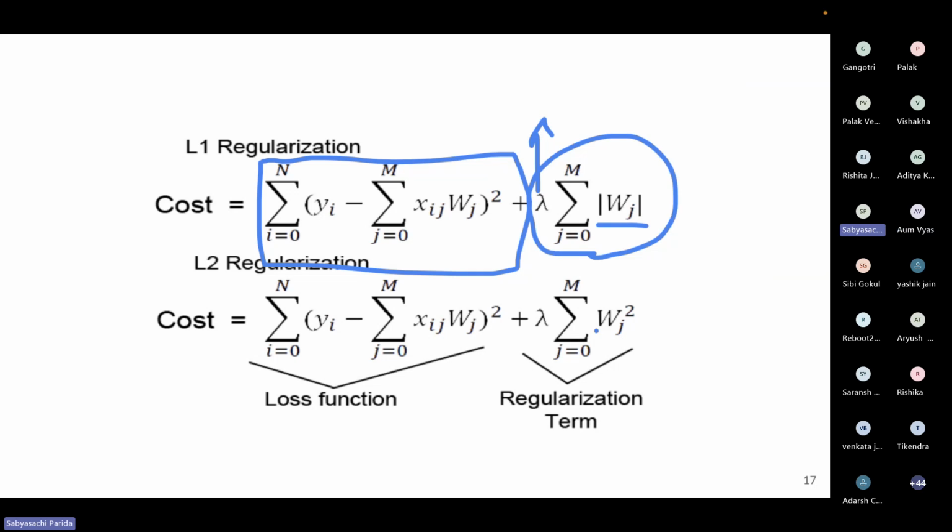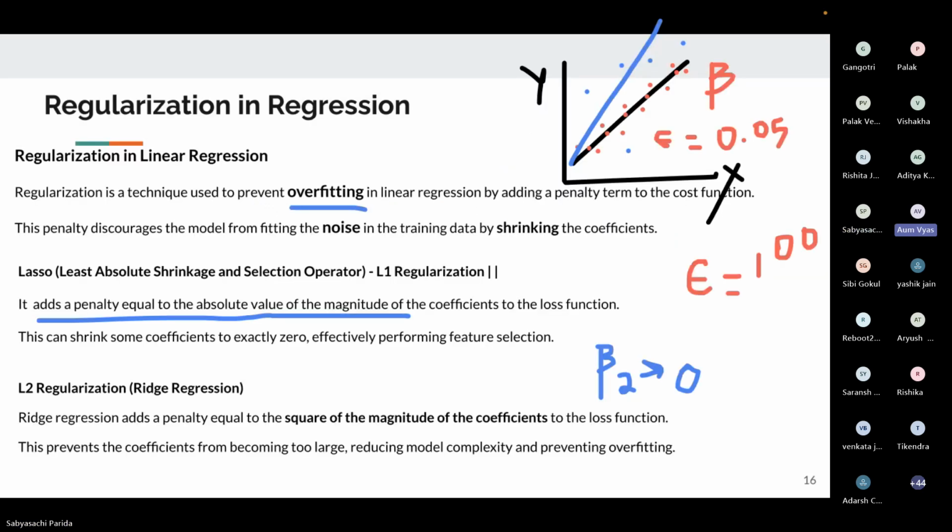Sir, could you explain again how L1 regularization helps in feature selection?